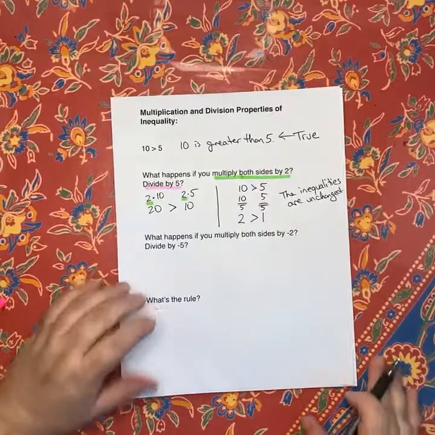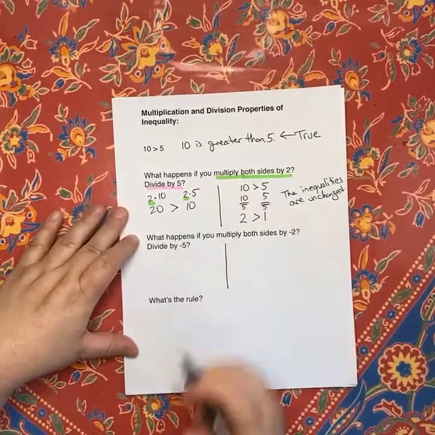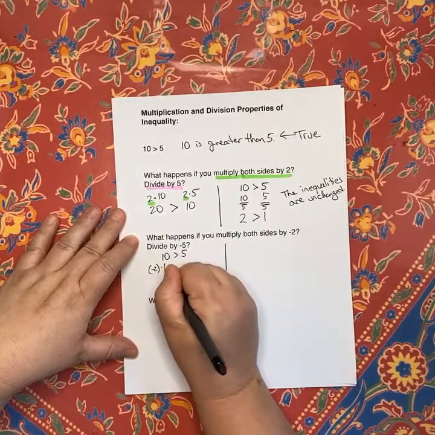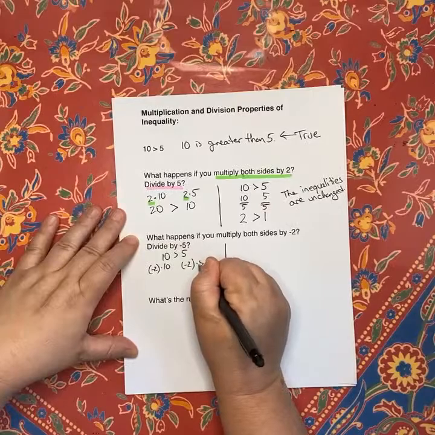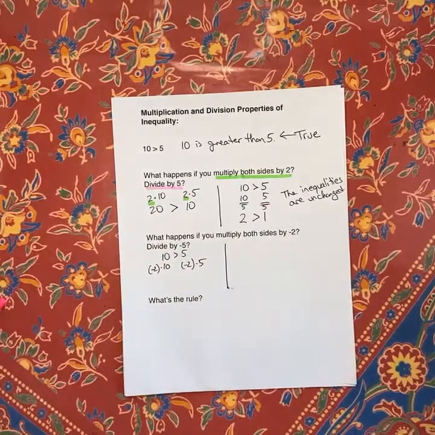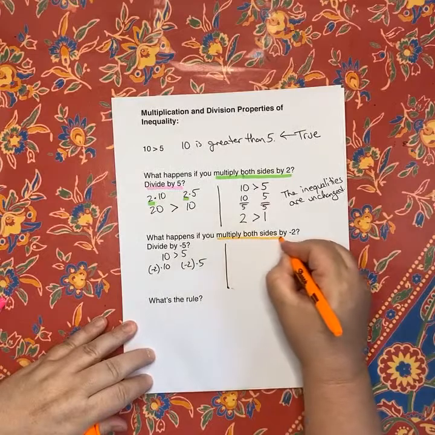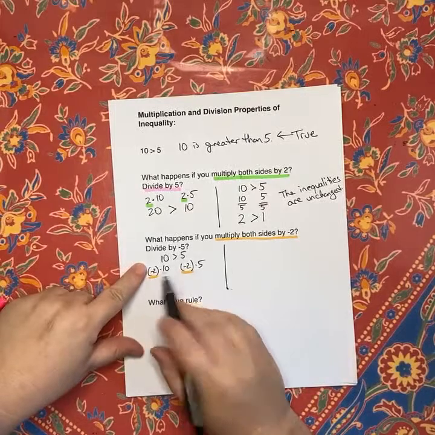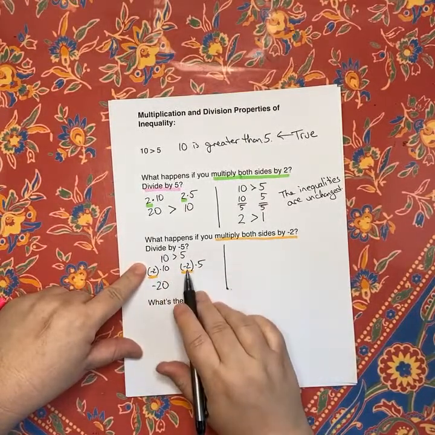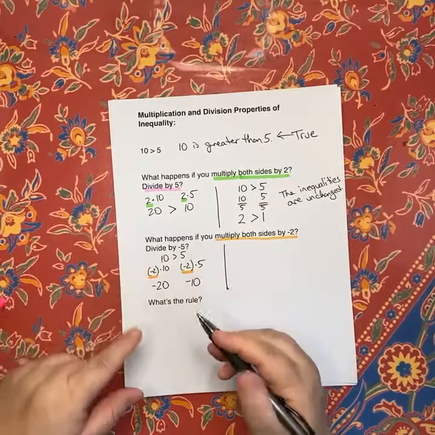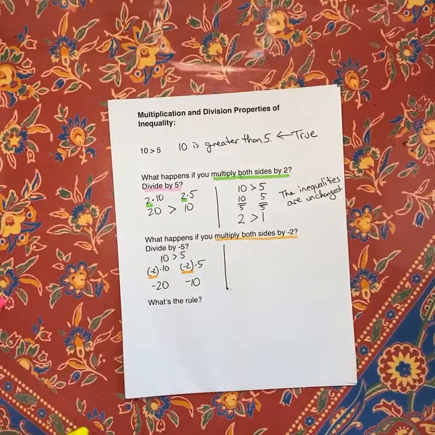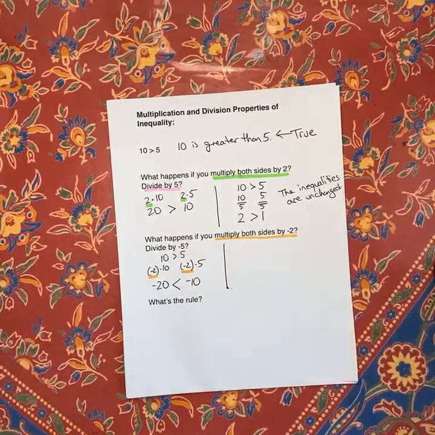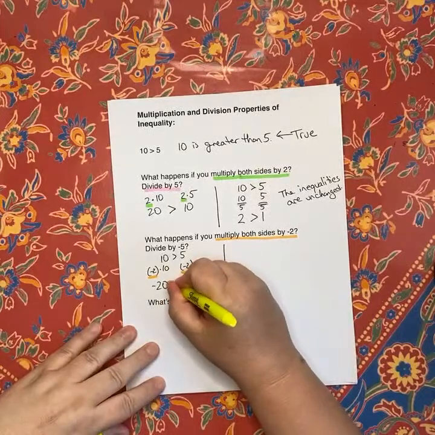same direction. Now, what happens if you take 10 is greater than 5 and I multiply by -2 on both sides? Okay, let's do this one in orange. Multiply both sides by -2. There's my -2 and my -2. So what happens? -2 times 10 is -20. -2 times 5 is -10. Now which is greater? You got it. -10 is actually greater than -20.